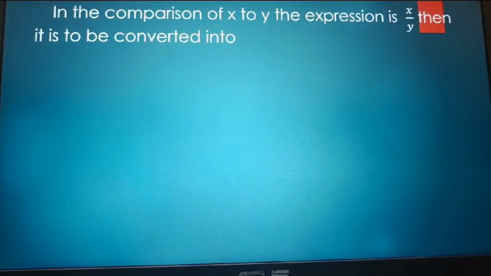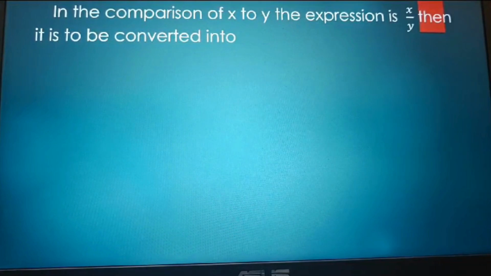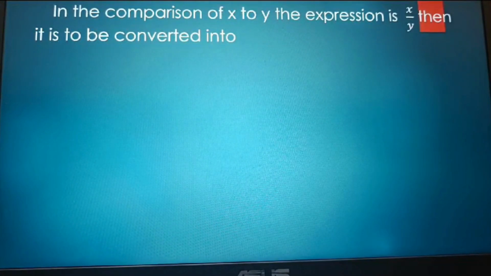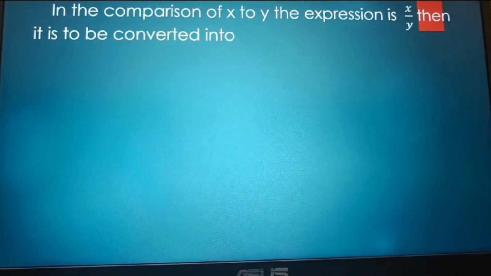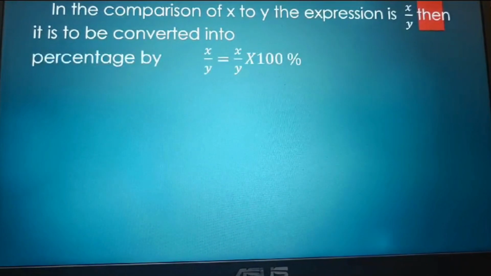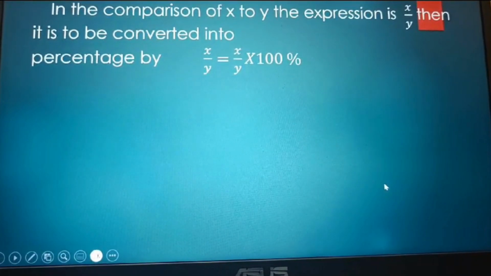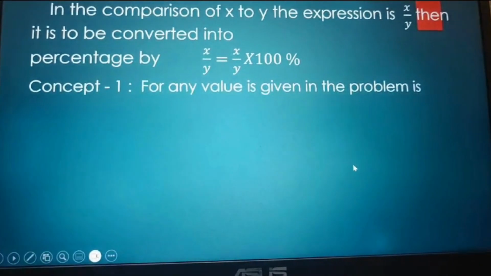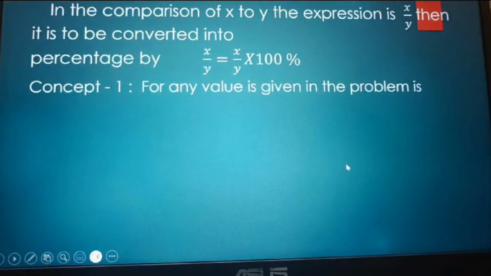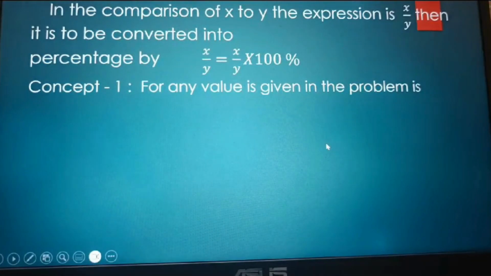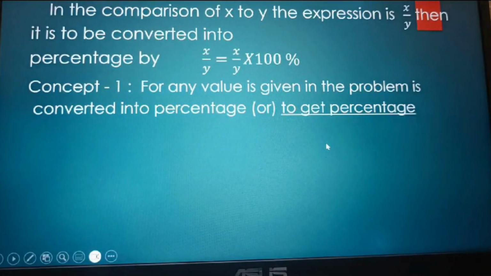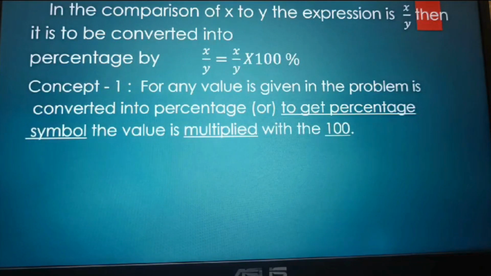Now we discuss the percentage in terms of comparison of fractions. If we are comparing x to y, then the comparison is converted into percentage. x by y can be multiplied with 100, then it will be converted into a percentage. So in this concept, we understand that any value given in the problem, to get a percentage symbol, should be multiplied with 100.